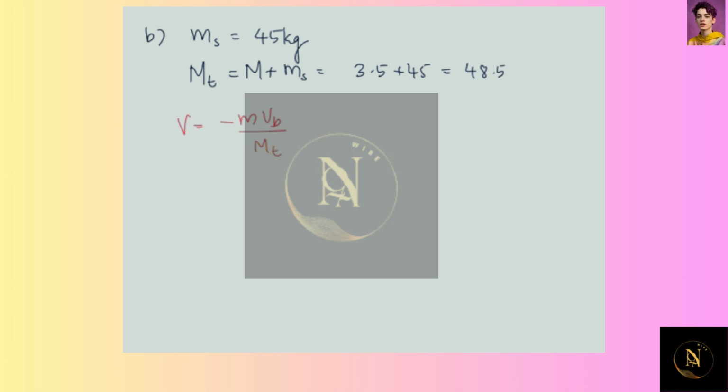So the velocity will be V is equal to minus mVb divided by Mt. Upon substituting the values, minus 11 into 10 raised to minus 3 into 575 divided by 48.5 yields the velocity of the shooter and the rifle as V is equal to 0.13 meters per second.